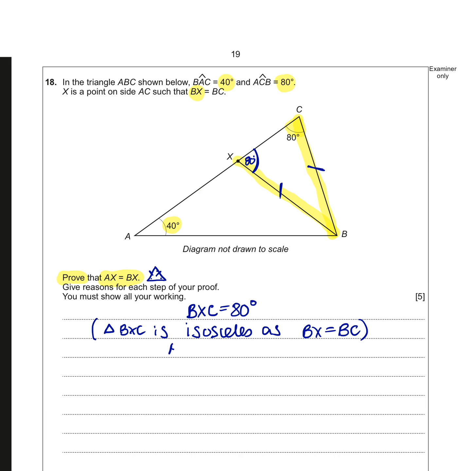Second to that, angle AXB, this angle here, must be 100 degrees. I know this because there are two angles to make a straight line. So I can explain that by saying AXB equals 100 degrees. Reason, AXB add CXB equals or implies straight line, and angles add to 180.